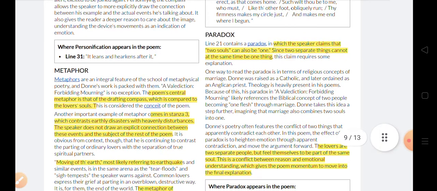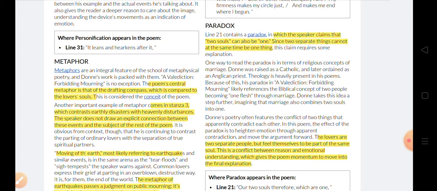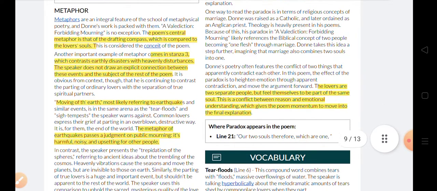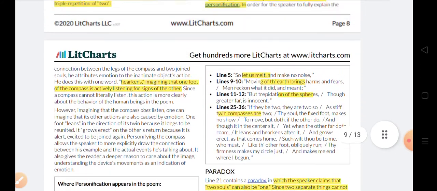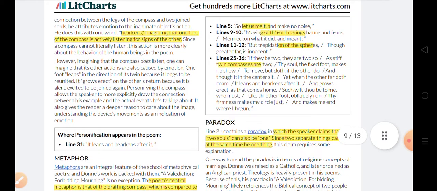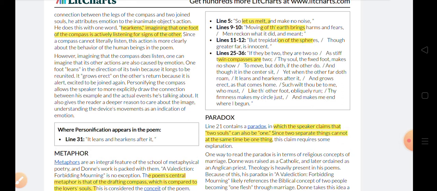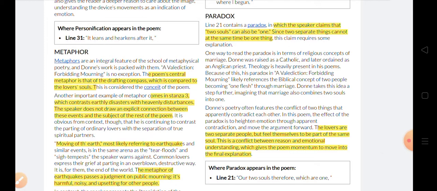Metaphor is a direct comparison. The poem's central metaphor is that of a drafting compass, which is compared to the lovers' souls, and it comes in stanza 3, which contrasts earthly disaster with heavenly disturbances. The speaker does not explicitly draw a connection between these two events and the subject of the rest of the poem. The moving of the earth, most likely referring to earthquakes, and the metaphor of the earthquake passes a judgment on public mourning. It's harmful, noisy, and upsetting for other people. So yes, it's used in line 5, 'let us melt,' lines 9 to 12, 'moving of the earth,' lines 11 to 12, 'trepidation of the spheres.'